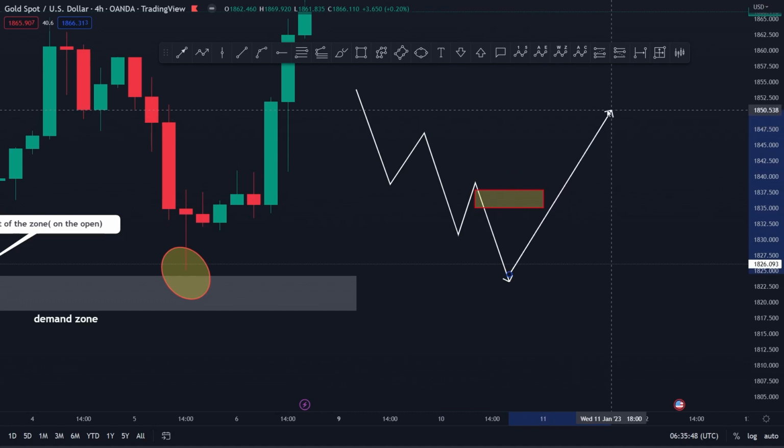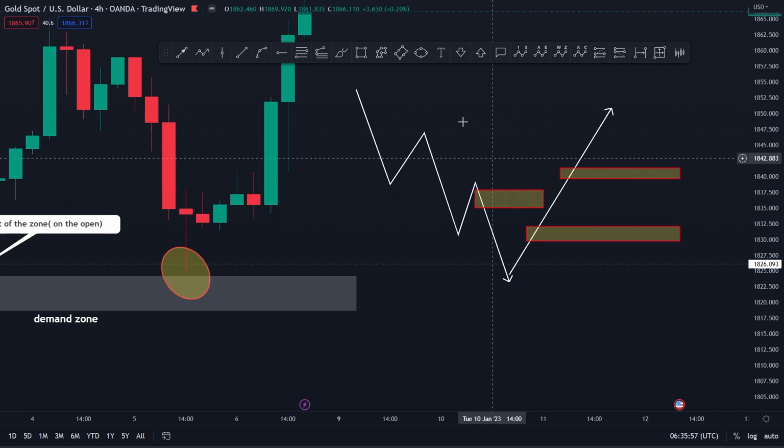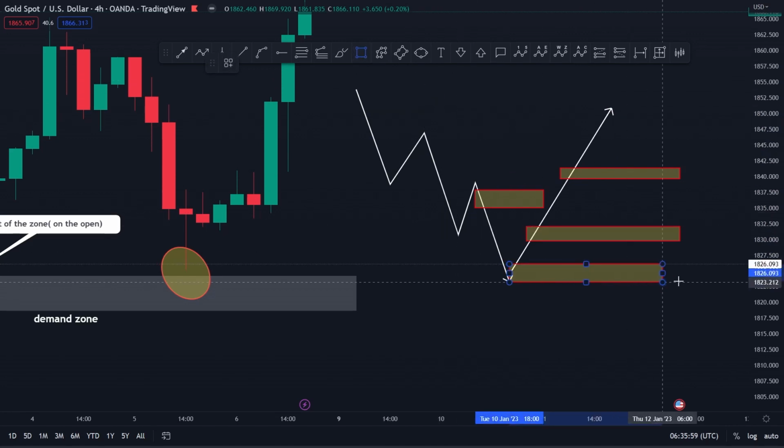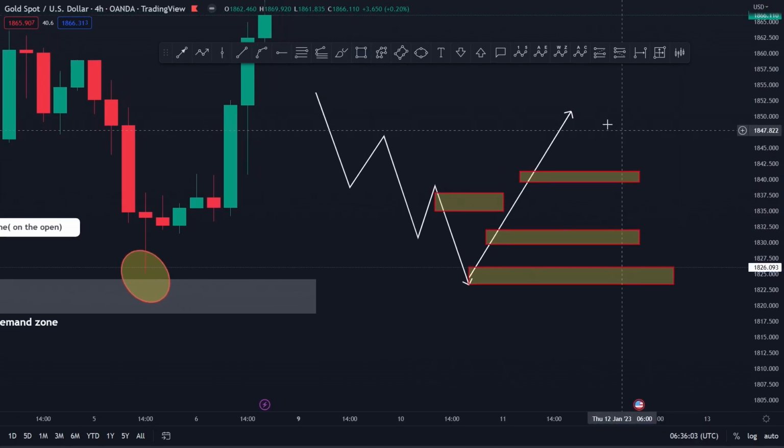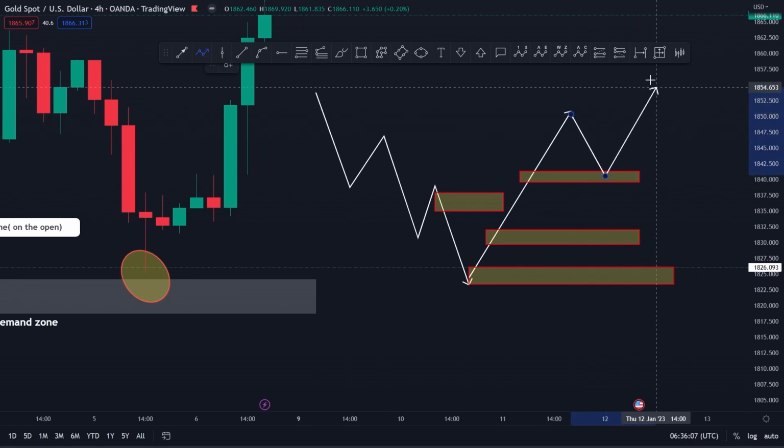Let me do something like this. And then in the lower time frame we have to find some zones, can be around here, and sometimes the market can even come to this area here, come and bounce here.